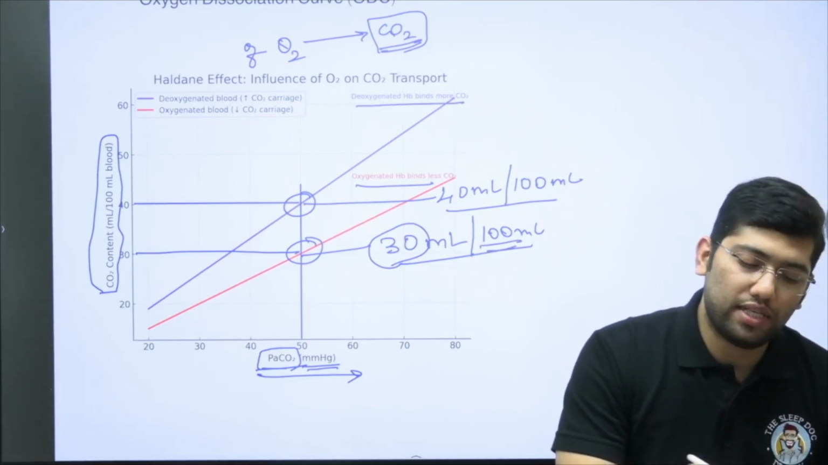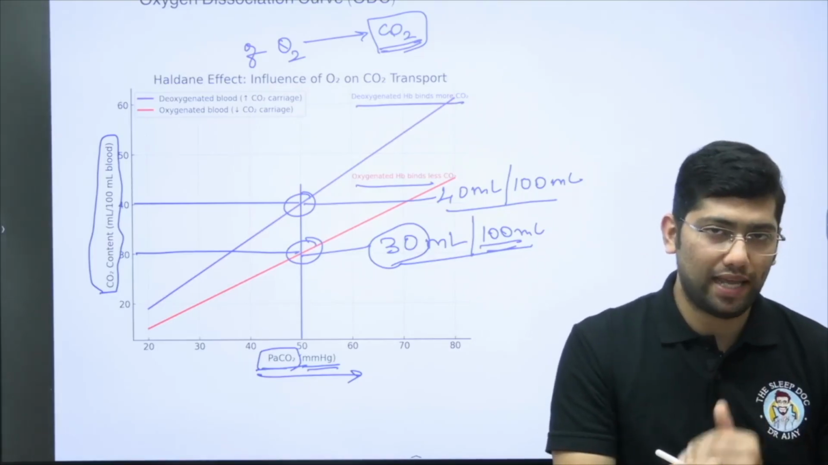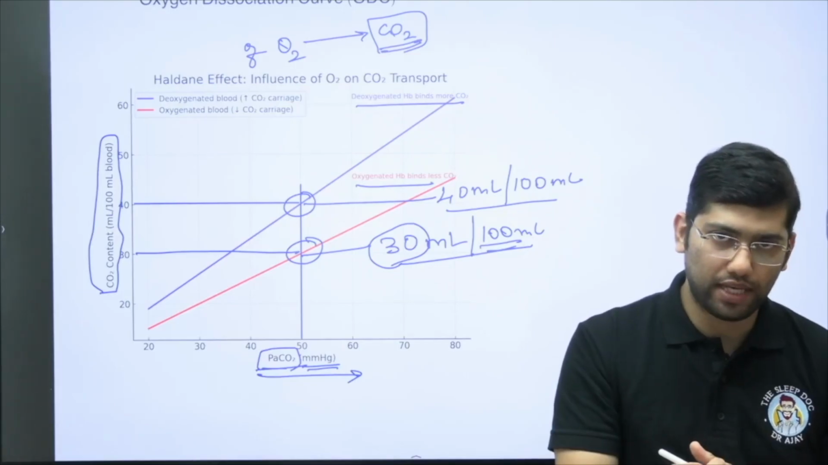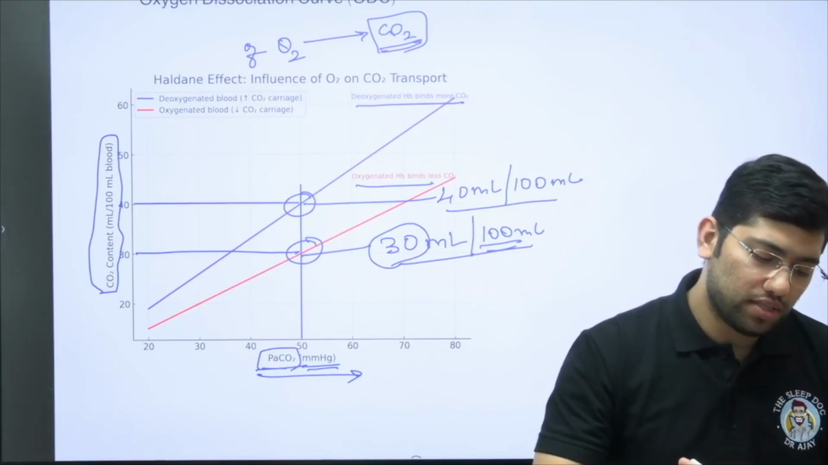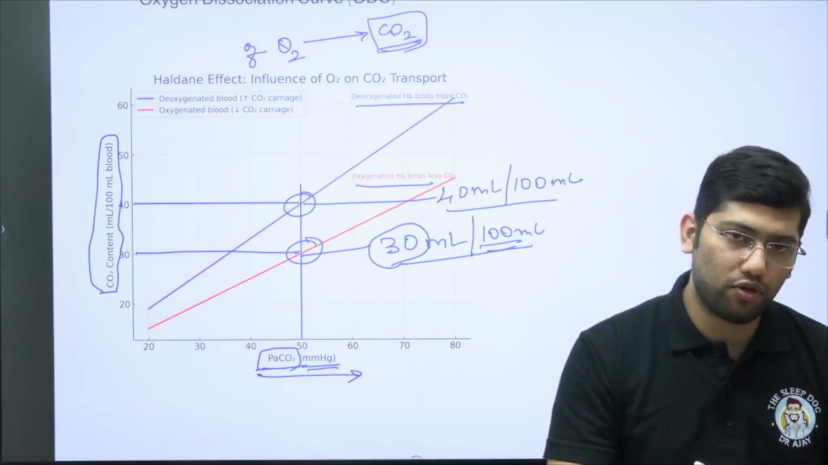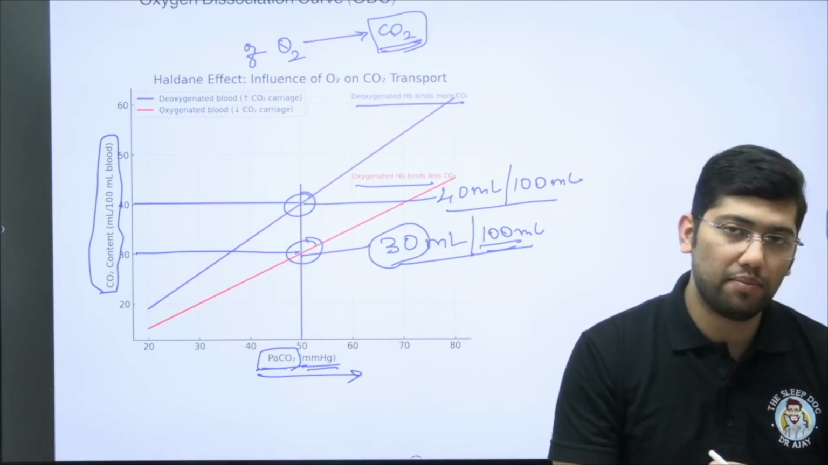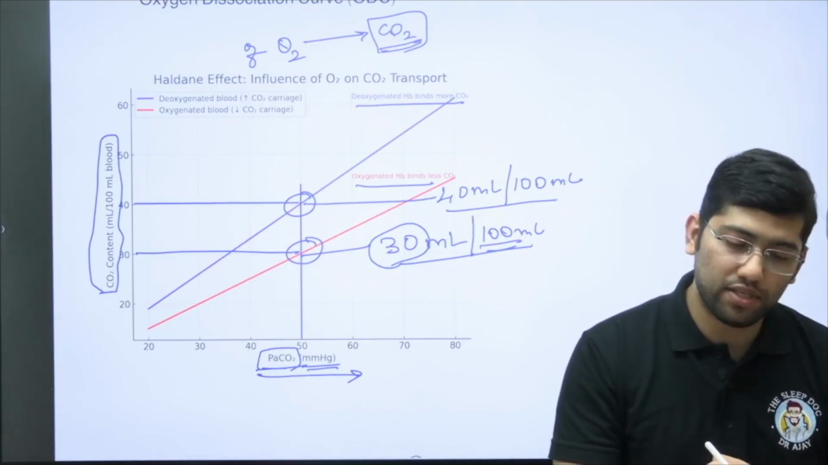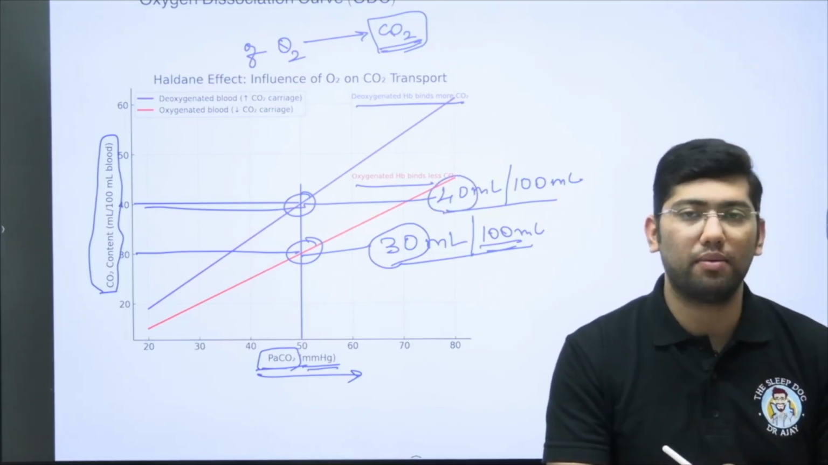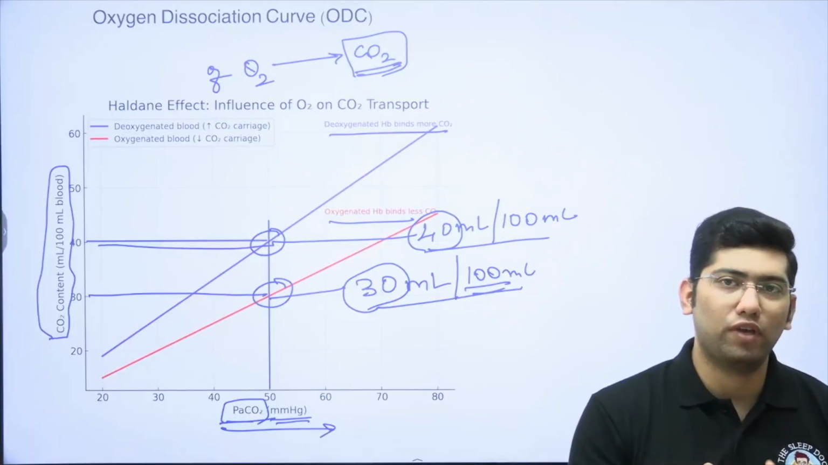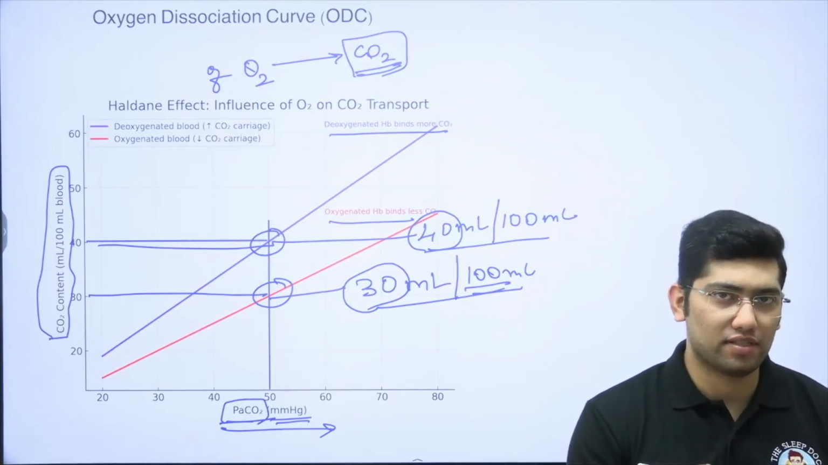Now, it also means this difference. If oxygenated hemoglobin can bind less or has less affinity for carbon dioxide, deoxygenated hemoglobin binds more carbon dioxide. So this blue line represents deoxygenated hemoglobin, and at the same partial pressure of 50, if deoxygenated hemoglobin was present in the absence of oxygenated, the carbon dioxide content would have been 40 ml per 100 ml of blood.